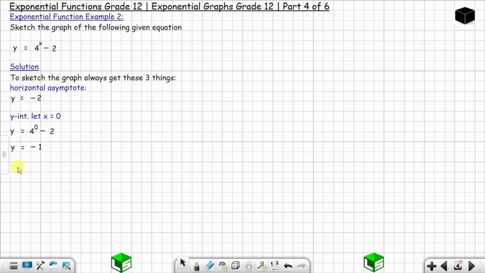And you need a random point. You can use any x value. You can use 1, 2, -1, -2, any value. Plug it in there and you are going to find the y coordinate.